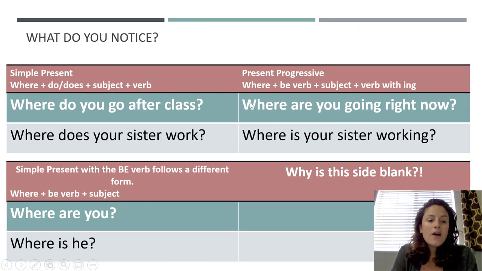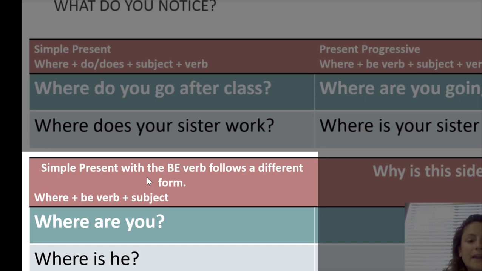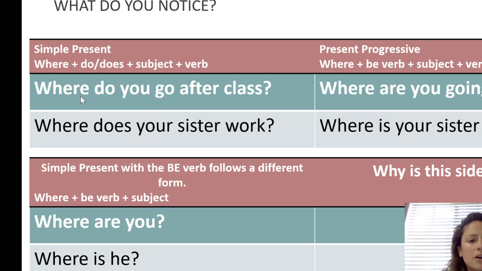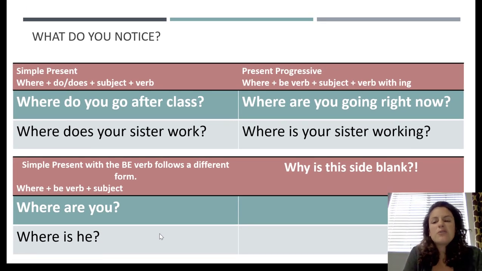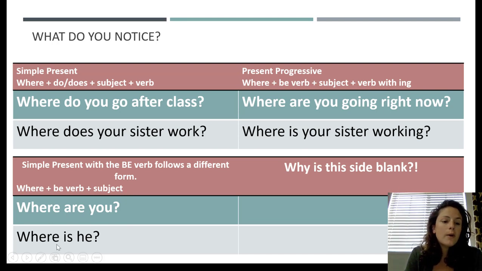Right. So on the left here, it's still simple present, and this is using the be verb. So up here, we had simple present, but the main verb was not be. We had go and work. Down here, the main verb is be. The be verb always follows some different rules. So when the main verb is be, we have where plus the be verb plus the subject. Where are you? Where is he? Notice this is different because we don't have do or does.